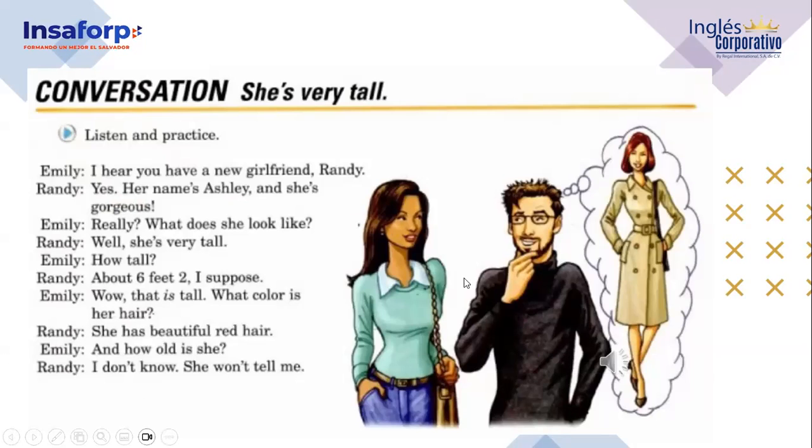Okay, let's see, here we go. I hear you have a new girlfriend, Randy. Yes, her name's Ashley, and she's gorgeous. Really? What does she look like? Well, she's very tall. How tall? About 6'2", I suppose. Wow, that is tall. What color is her hair? She has beautiful red hair. And how old is she? I don't know. She won't tell me.